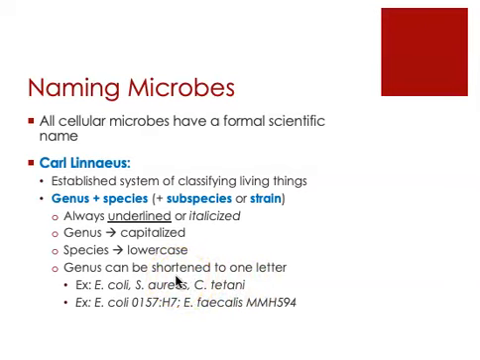Remember, though, that there are sometimes strains involved, or again, subspecies. So you may see a name like E. coli O157:H7, the one I just mentioned a few moments ago, or E. faecalis, Enterococcus faecalis, and this strain happens to be MMH594.